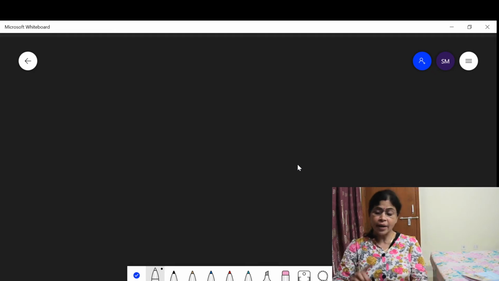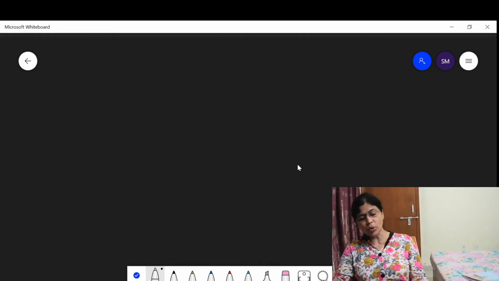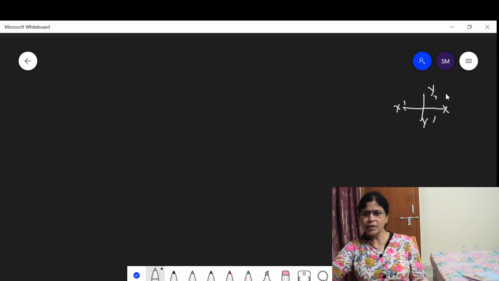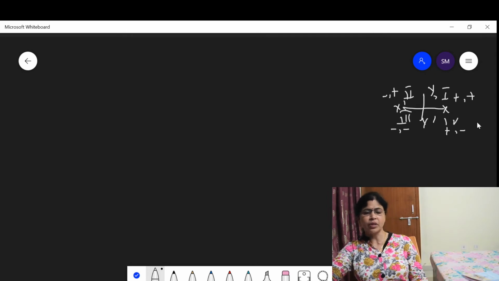Look here and be careful about the table. Students, you get a certain idea about the quadrants. Here this is x, this is x dash, this is y dash; this is the first quadrant, second quadrant, third quadrant and fourth quadrant. In the first quadrant both x and y are positive, in the second quadrant x is negative and y is positive, in the third quadrant both x and y are negative, and in the fourth quadrant x is positive and y is negative.